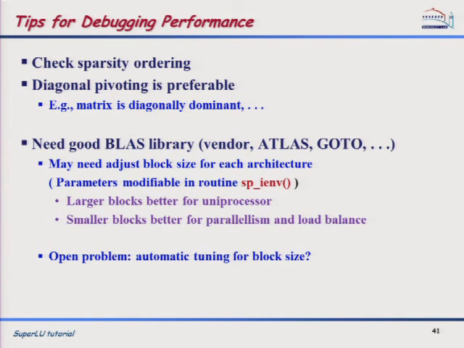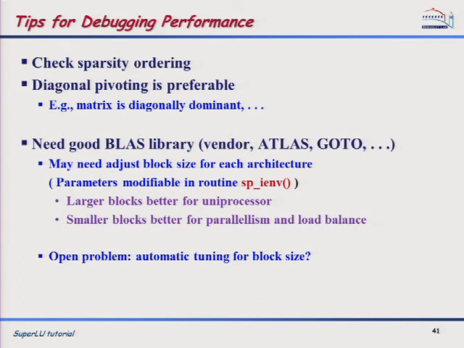So if you suspect you are not getting the performance that you should be getting, the first thing to do is to check the ordering for the sparsity. Also, diagonal pivoting. The pivoting is important. For example, if the matrix is diagonally dominant, there isn't much to be done in terms of pivoting. Also, you need a good BLAS library. If you just download the BLAS from Netlib, that's the reference BLAS, as we usually call them. If you just compile those and link to SuperLU, the performance may not be as good as, for example, if you use the MKL, which is the Intel library, or the AMD one.